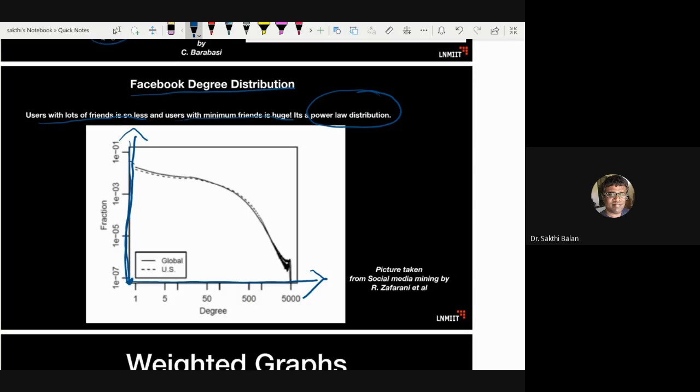So there will be many people that have very few friends, but there will be a few people who have very, very many friends. Generally, this kind of power law distribution will have a long tail. Okay, so let's come back to this again when we look into networks in the course of this course.